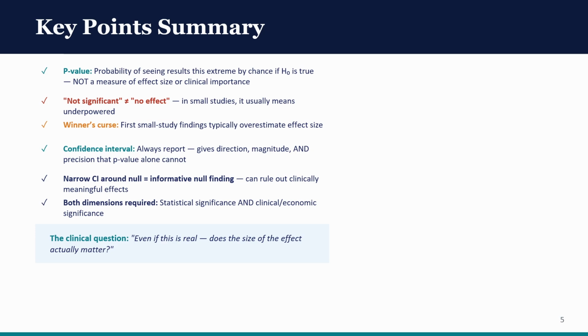Seven takeaways, but they reduce to 3 habits. Know what P means and what it doesn't. Know what the confidence interval adds, and always ask whether the effect size matters clinically, not just statistically.